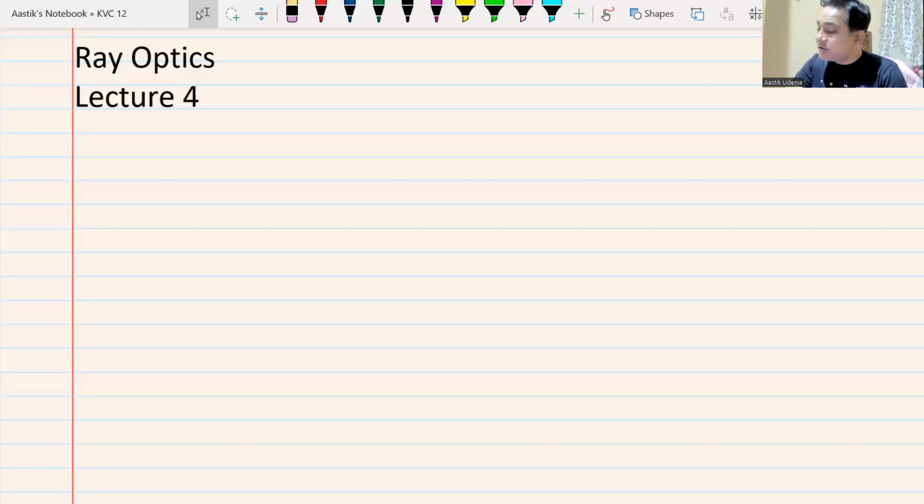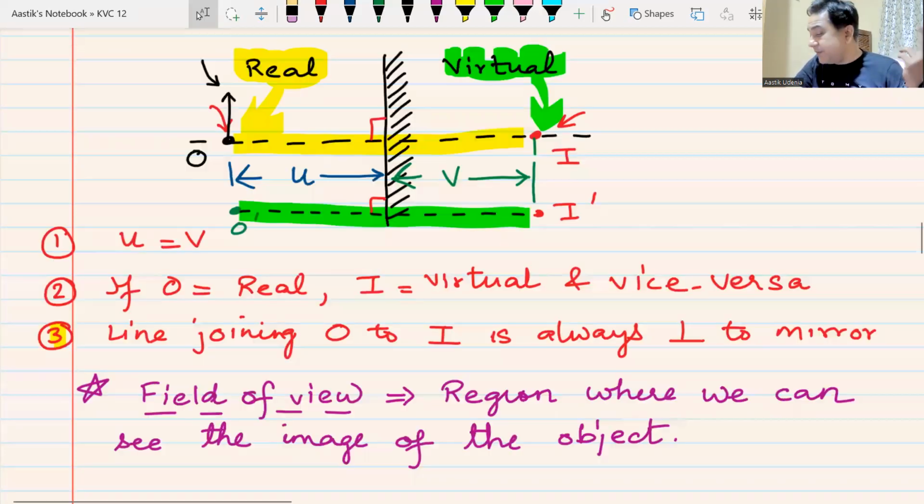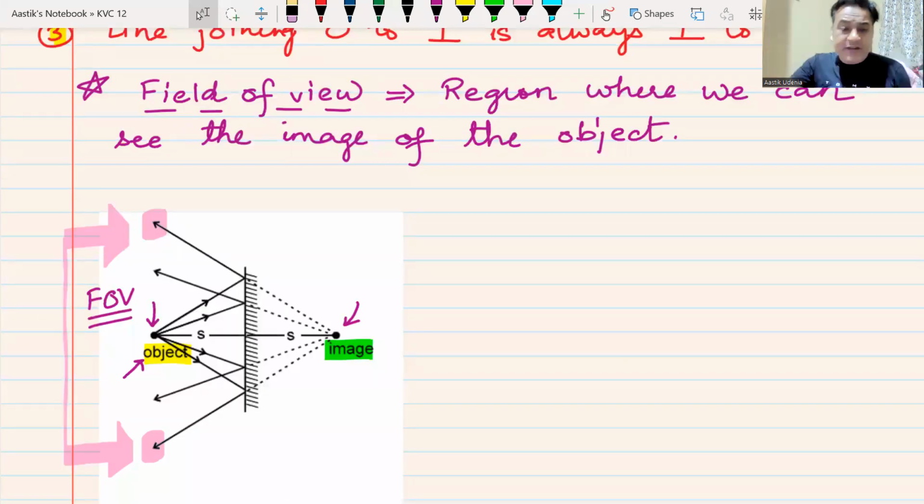Having said that, let us move on to today's class. We were noting some important points about images formed by a plane mirror, the characteristics of the image formed by a plane mirror. We had seen u is equal to v, object is real, image is virtual, and the line joining object to image is always perpendicular to the mirror. I hope you have gone through what we had done in the previous class. I always keep telling you, whenever you come to the next class, please revise whatever you had done in the previous class. We had seen what field of view means. Whatever region you can see the image in is known as your field of view.